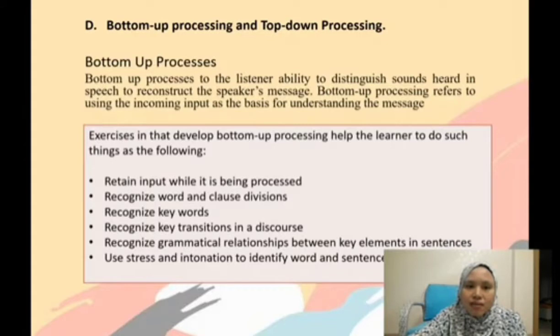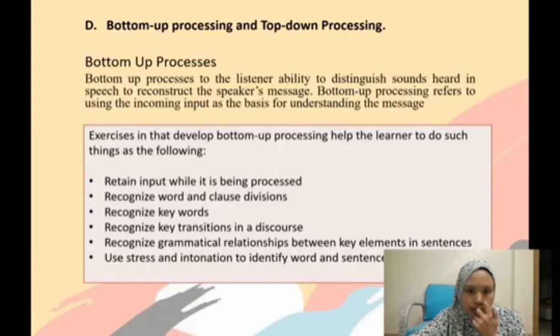Okay, D is bottom-up processing and top-down processing. Bottom-up processing refers to the listener's ability to distinguish sounds heard in speech to reconstruct the speaker's message. Bottom-up processing refers to using the incoming input as the basis for understanding the message.